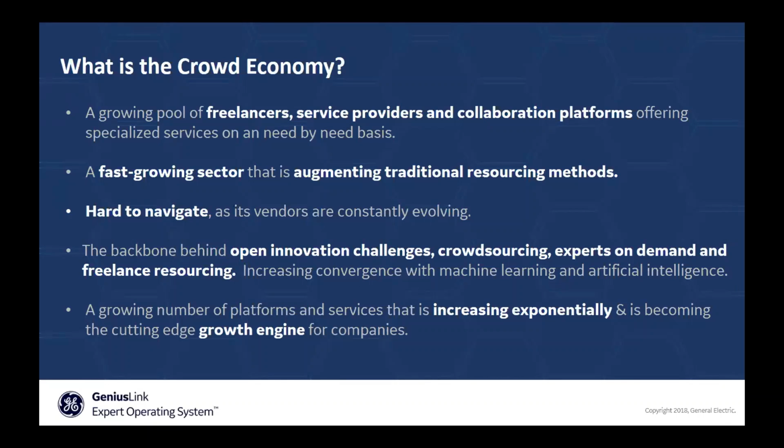Effectively, what this is is a growing pool of freelancers, service providers, and platforms. What they do is they offer specialized services on a need-by-need basis. This is a sector that's growing really fast, and it's starting to augment and complement traditional resourcing methods. It's quite hard to navigate, though. Its vendors are constantly evolving, and this landscape is moving as innovation takes place in industry. What we do see, though, is that it's becoming the backbone behind open innovation challenges, crowdsourcing, experts on demand, and freelance resourcing.